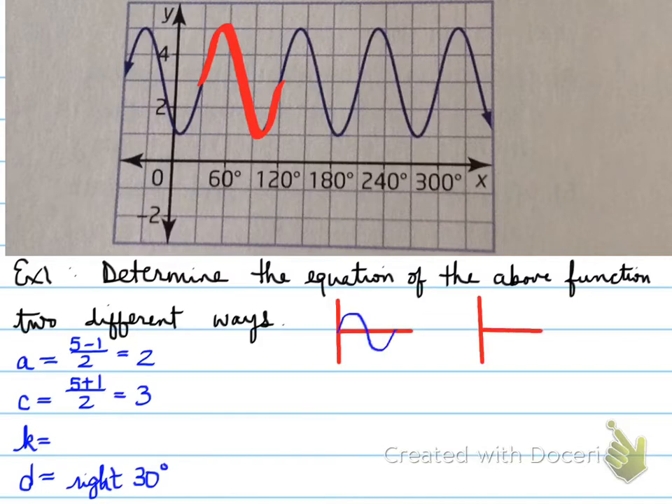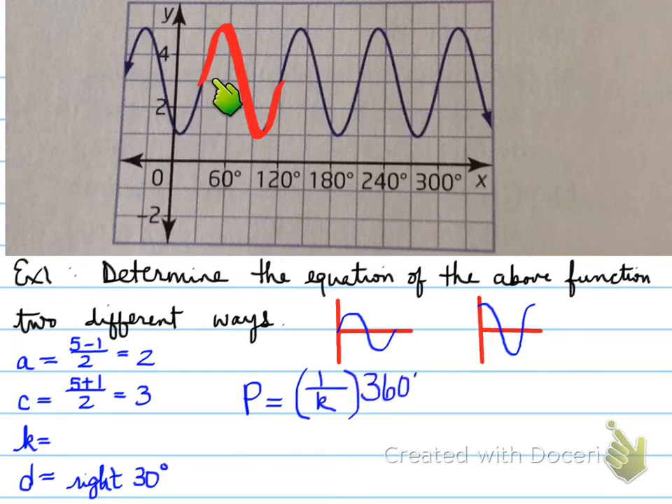Just like such. Remember, a basic sine looks like this, and a basic cosine looks like this, and they both begin on the y-axis. Because our trace moved 30 degrees to the right, we write right 30. Now, going back to the period, we figure it is 90 degrees. 90 degrees is equal to 360 over k, or 1 over k times 360. That's 90 degrees, folks.